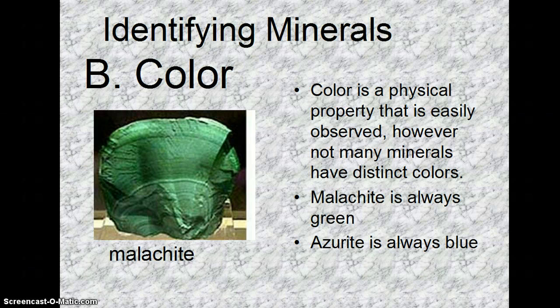We also look at color, and color is a physical property that's easily observed just by looking at it. However, not many minerals have distinct colors. Malachite is always green. It does have a distinct color, and azurite is always blue, and it has a distinct color. But sometimes a mineral's color can change, so it's not always a really good way of identifying minerals, but along with the other steps, it's very helpful.